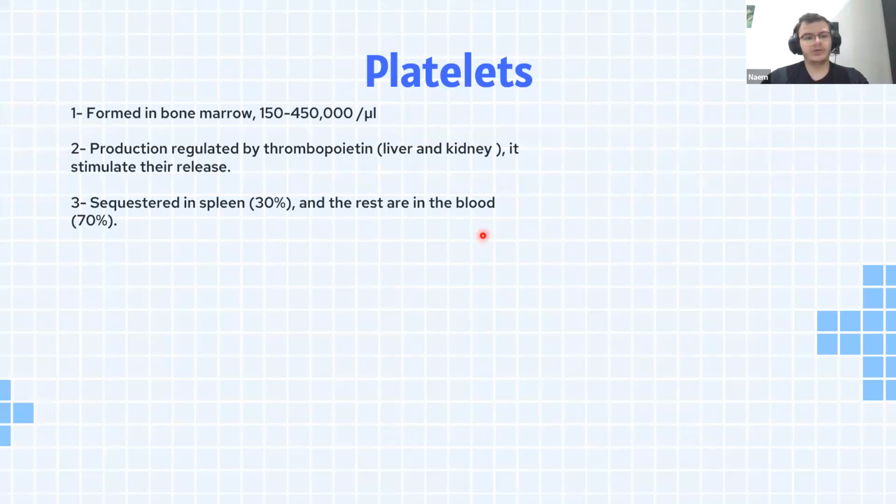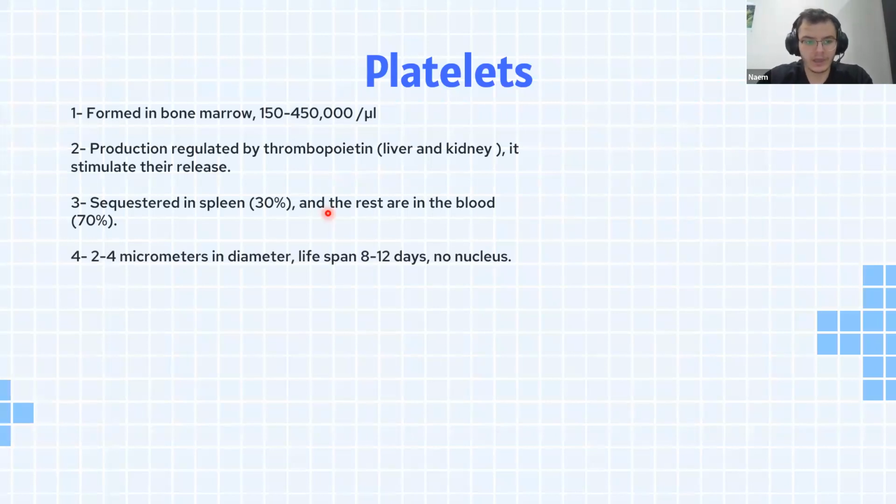Now 30% of the platelets are sequestered in the spleen, and 70% of them are in the rest of the blood. Again, just numbers that Dr. Abdul wants you to memorize. So memorize them. Again, they are 2 to 4 micrometers in diameter. I don't think you will get asked about this, but I put it here to be complete.